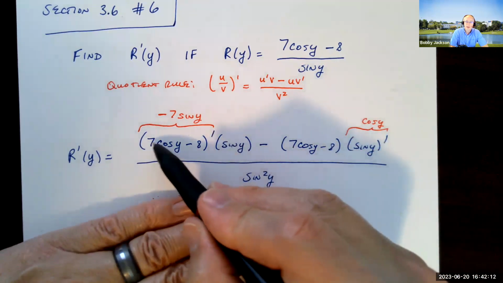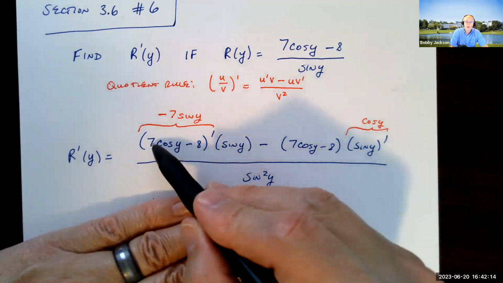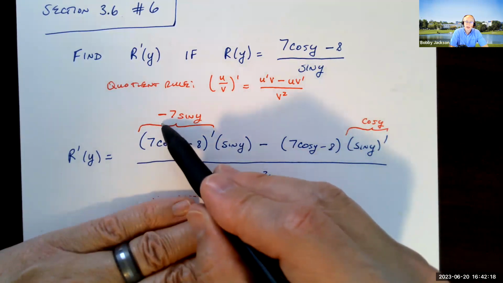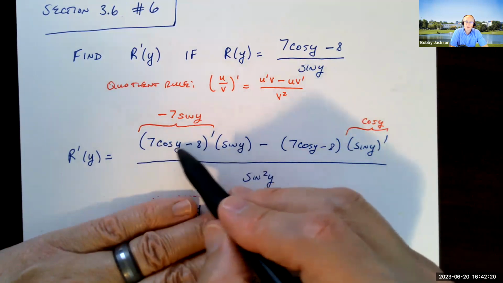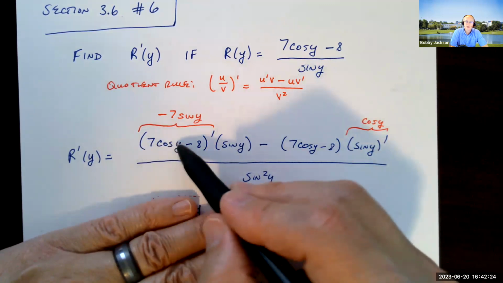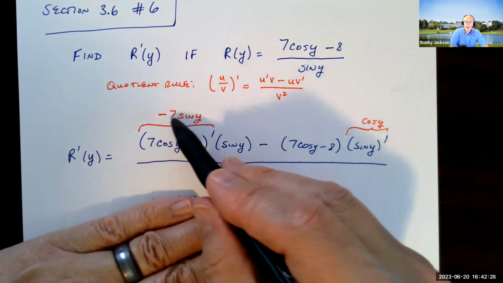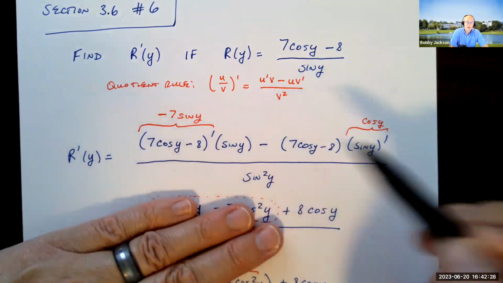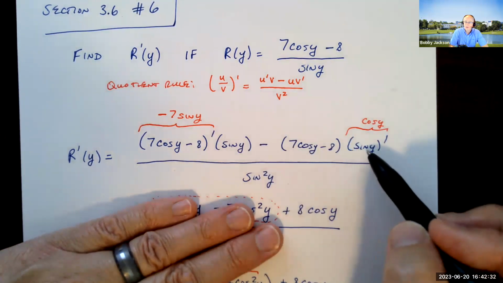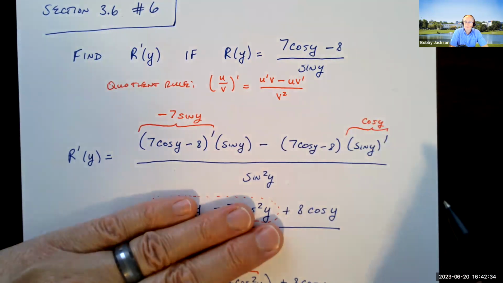So what's the derivative of 7 cosine y minus 8? Well, the derivative of 7 cosine y is negative 7 sine y, right? The derivative of cosine y is negative sine y. 7 is a constant multiple, so I multiply by -1, I get negative 7 sine y. Derivative of 8 is just 0. So I just get that. And the derivative of sine of y is cosine of y.